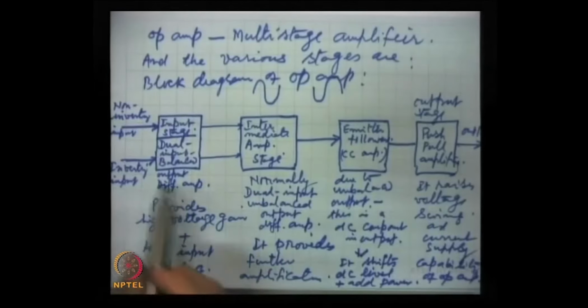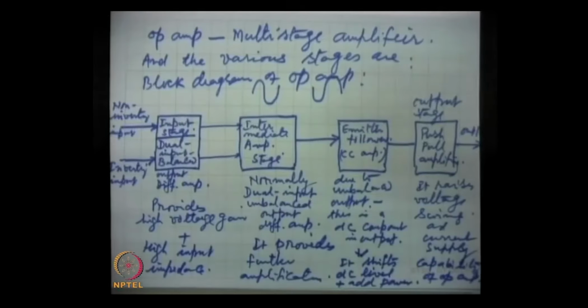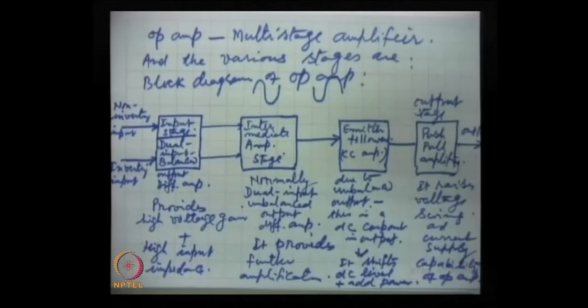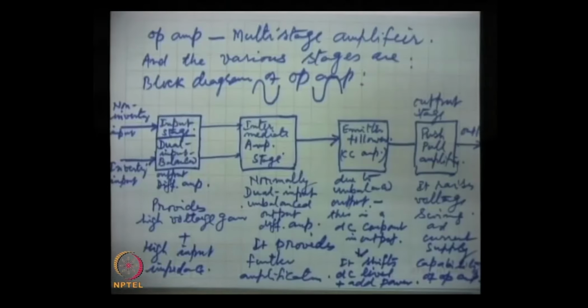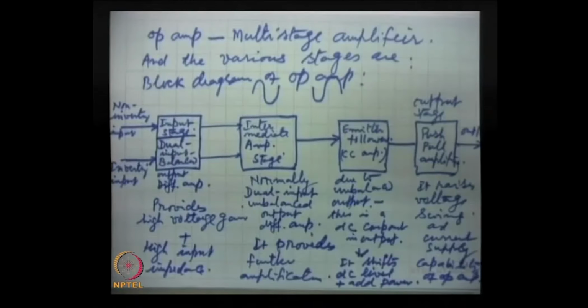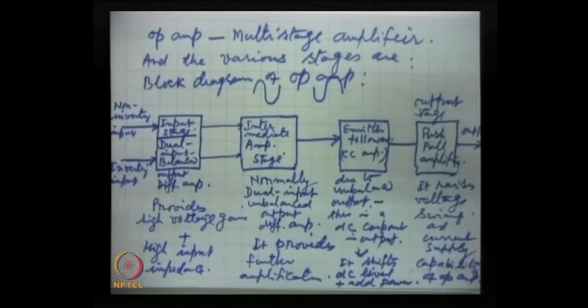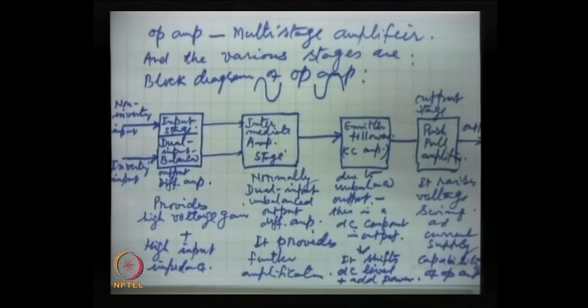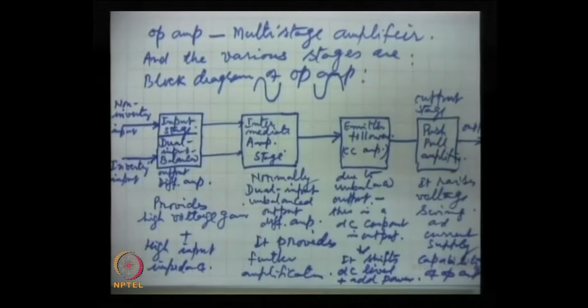So, these are the various stages of the op-amp, and there may be some variations, as I said, because a very large number of different types of op-amps have been developed. So, some small variations are there, but basically these are the stages which form an op-amp.